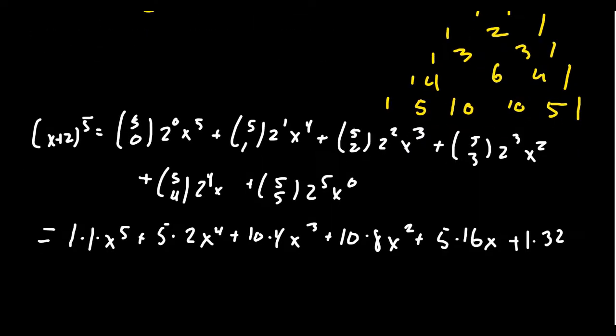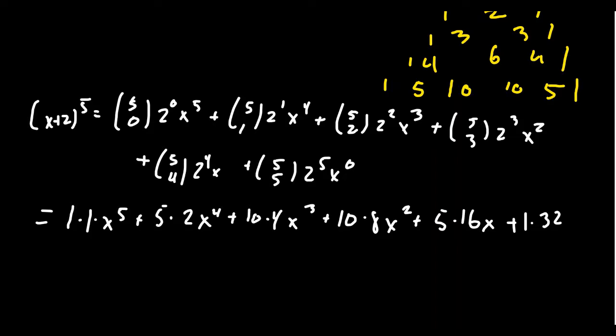And then simplifying the coefficients, we're going to get x to the 5th. 5 times 2 is 10, so 10x to the 4th. We get 10 times 4, which is 40x cubed. Next, we're going to get 10 times 8, which is 80x squared. The next one, 5 times 16.